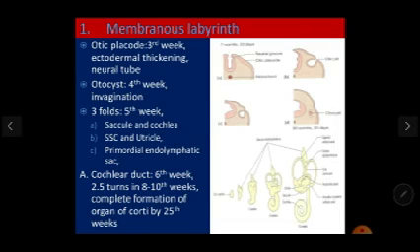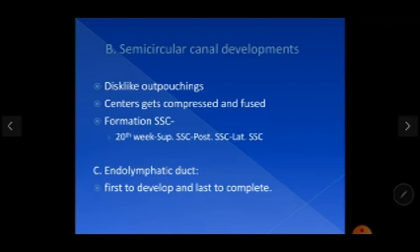Then you have the semicircular canals. The semicircular canals start as disc-like outpouchings, and then within these discs, the center portions get compressed, and when they get compressed, only this circle will remain. And remember, semicircular canals form around 2/3. They are not complete canals. They form around 2/3, more than half. So 2/3 of the circle.